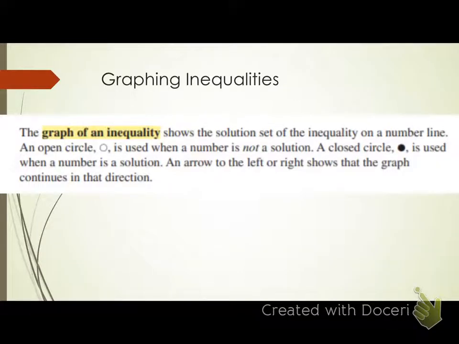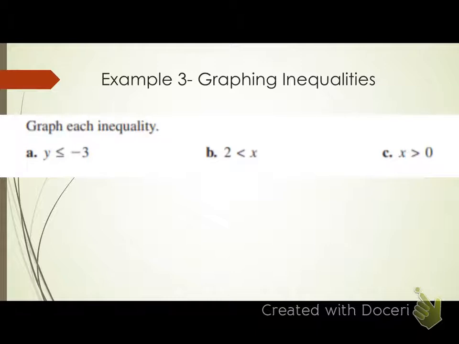Moving on, graphing inequalities. So the graph of an inequality shows the solution set of the inequality on a number line. So we're just graphing on a number line. We're not using an XY coordinate plane right now. An open circle is used when a number is not a solution, so it's not included in the solution set. A closed circle is used when a number is a solution, so that number is a part of the solution set. An arrow to the left or right shows that the graph continues in that direction forever and ever. So let's look at some examples.